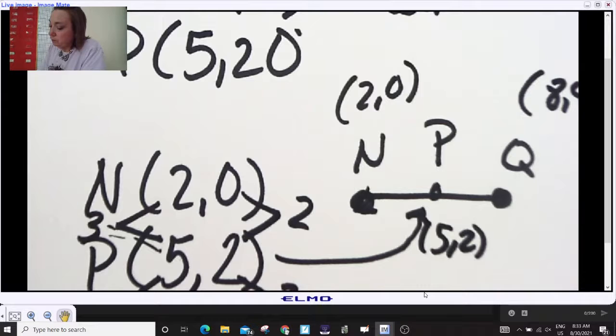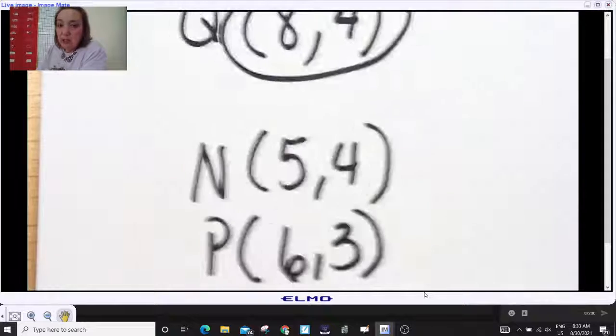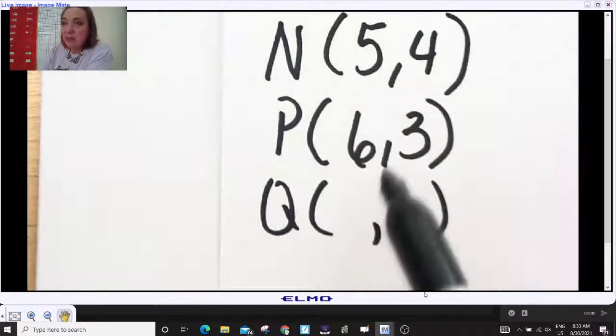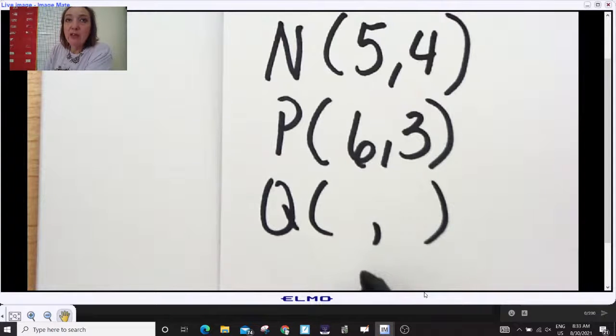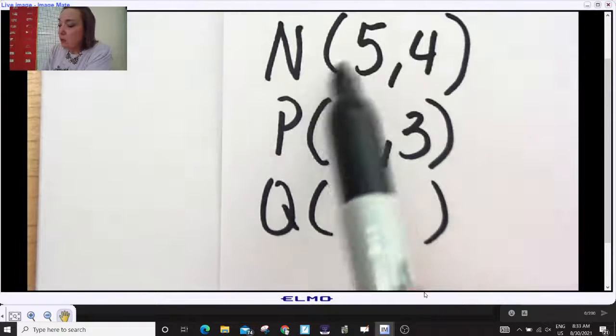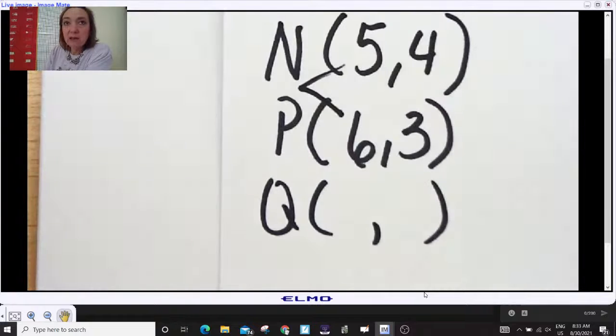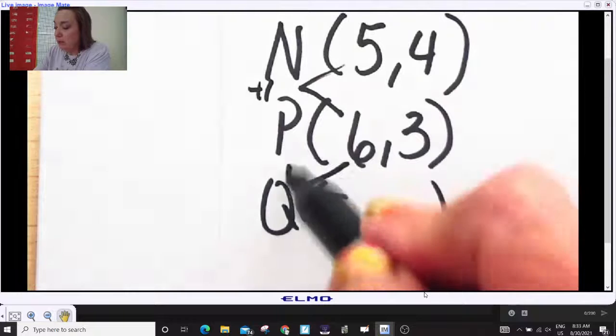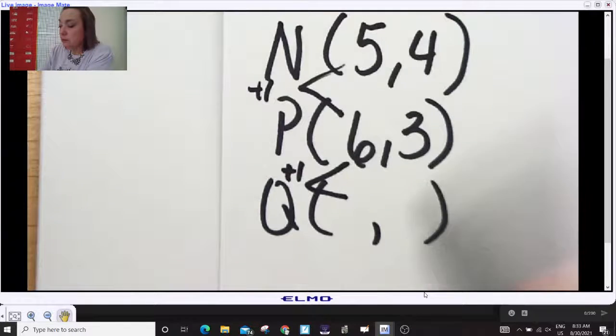All right, so what's that next one? N is 5, 4. What's P? 6 and 3. And then we're trying to find Q, right? Trying to find Q. So they gave us one endpoint. They gave us the midpoint, and we want to find the other endpoint, right? So how do we go from 5 to 6? You add 1. So guess what we're going to do? Add 1.